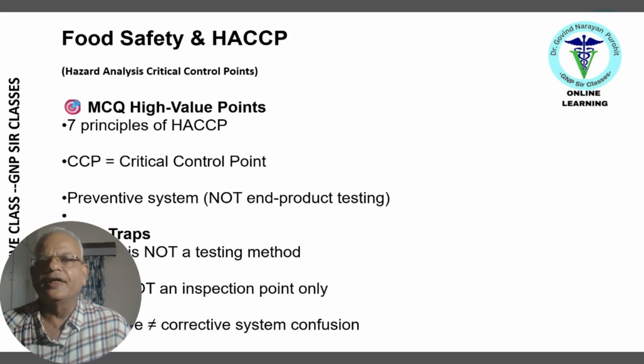Then food safety and HACCP, hazard analysis critical control points. Here are the high value points: 7 principles of HACCP. CCP is critical control point, a preventive system, not end product testing. And here are the traps. HACCP is not a testing method. CCP is not an inspection point only. And preventive is not equal to a corrective system.